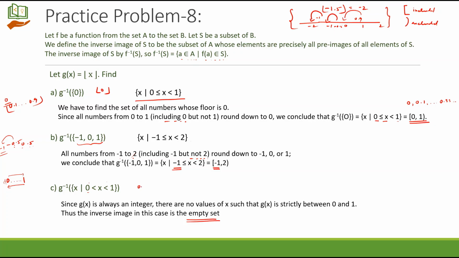We have from 0.1 to 0.9, we have real numbers. But the floor value of these real numbers should be 0. But here they have given 0 is not included. We know g of x is always an integer, but there is no integer in between 0 and 1. So we can say it's an empty set.